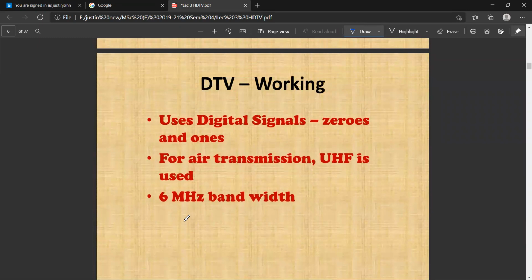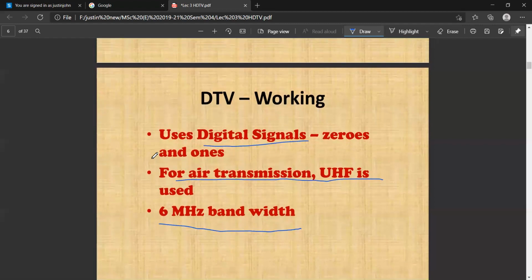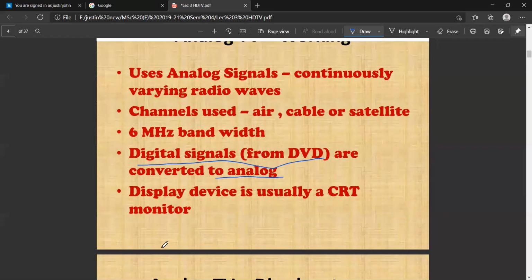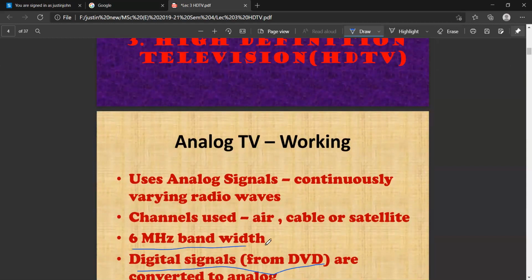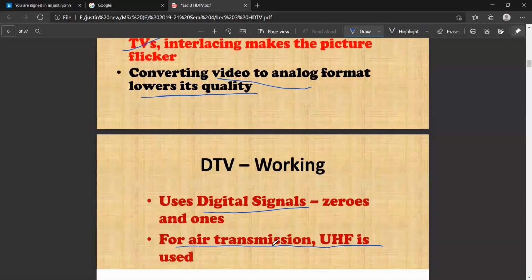Now, how does a digital TV work? A digital TV uses digital signals instead of analog signals. And these digital signals are usually zeros and ones, or quantized values of voltages and current. For air transmission, ultra high frequency is used in the case of digital television, and in the case of analog television also, ultra high frequency is used for air transmission. And it uses the same bandwidth as the analog television, which means it uses 6 megahertz as in the case of analog television. So analog television and digital television both take the same amount of bandwidth for their working.